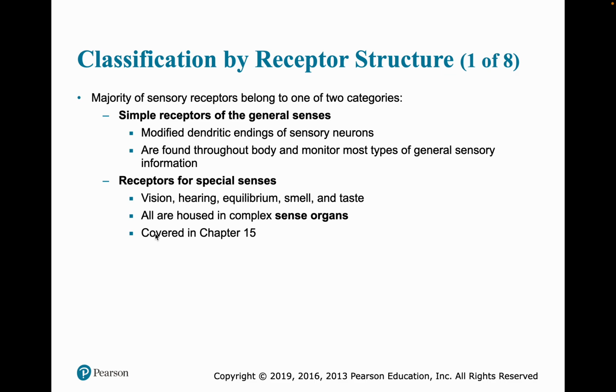So the majority of receptors belong to either simple receptors or receptors for special senses. The simple receptors are modified dendritic endings of sensory neurons. They're found throughout the body, monitor most types of general sensory information, while the receptors for the special senses are all found within our head, and they are for vision, hearing, equilibrium, smell, and taste. They're housed in complex sense organs, and we will be covering those in a later chapter.